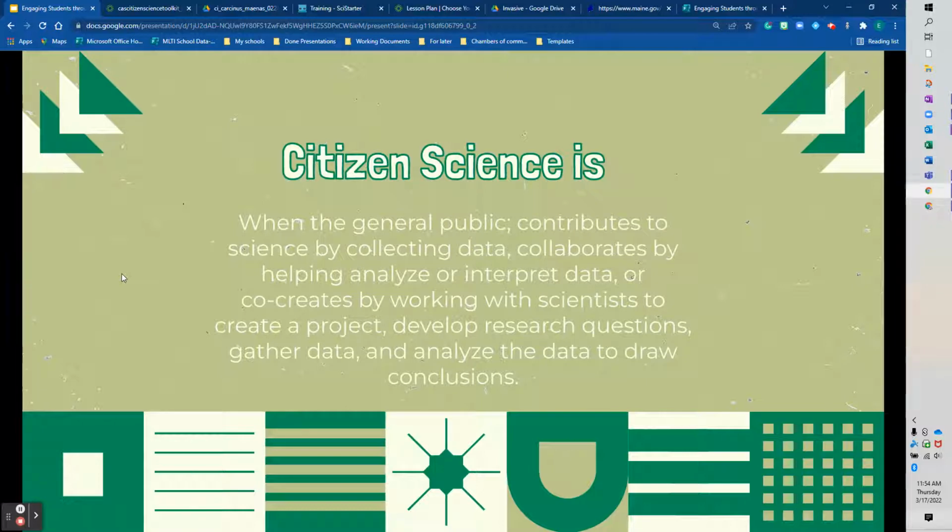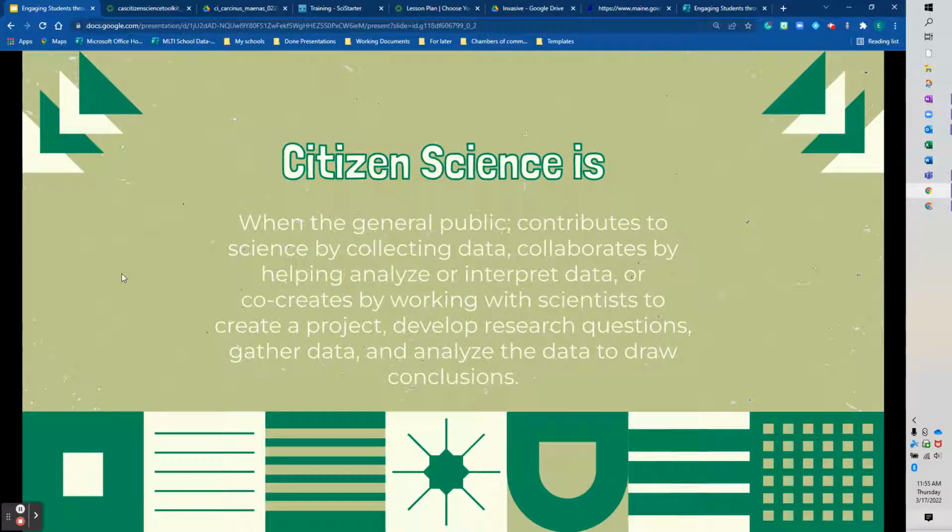You could also go a step further than that. You can create your own project. If you have something at your school that you want to investigate the impacts of, you can develop your own citizen science project at your school and have your students gather data for you, and then students analyze that data. And you can work with a scientist or not. Really, it depends on how comfortable you are and where your expertise lies. And then you develop your questions, you gather your data, and then you draw some sort of conclusion.